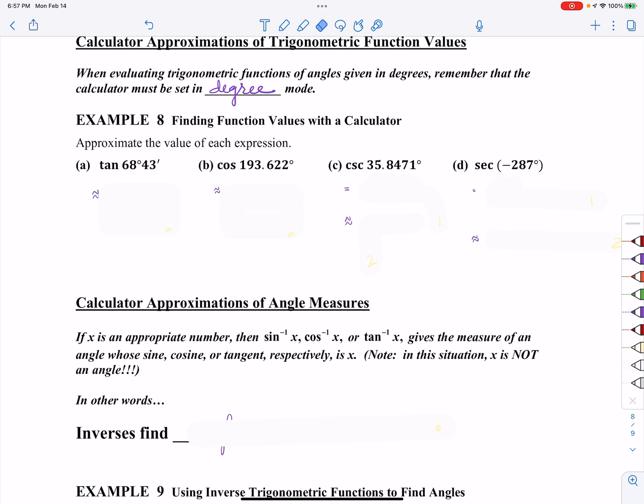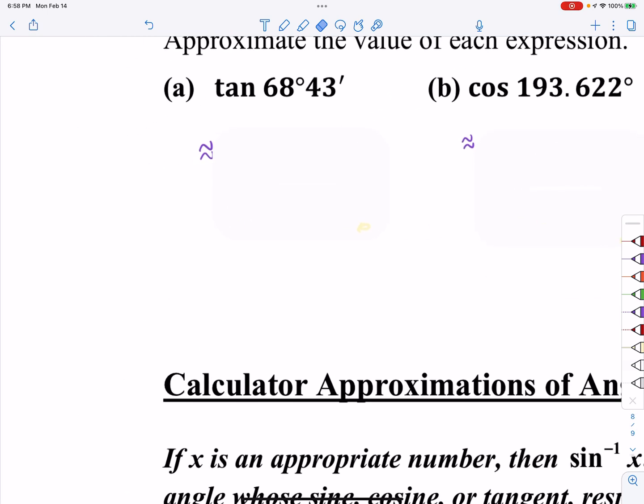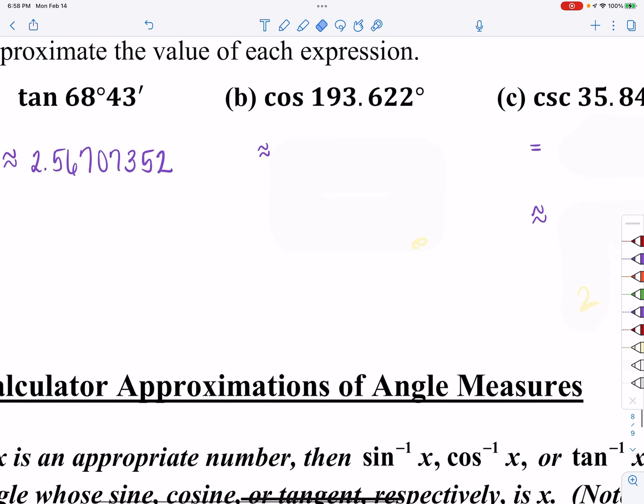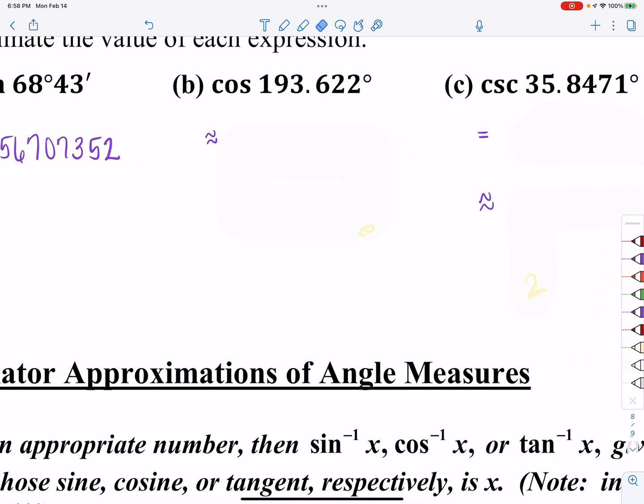All right, so for example 8 then, we are finding function values with a calculator, so we're going to approximate. You already know how to type in degrees and minutes, so that's not part of this lesson. That was in a previous video. So go ahead and just push the tangent button, push 68 degrees, 43 minutes. Pause the video if you need to try to do that. And what you should end up getting is this long decimal, 2.5670735.